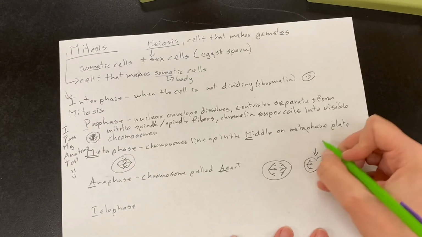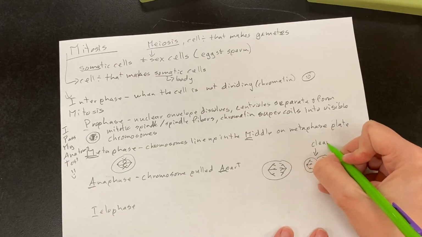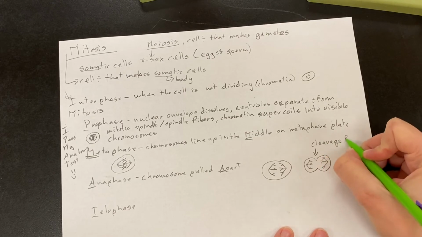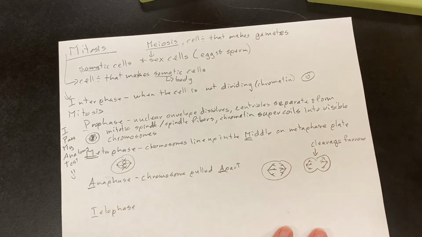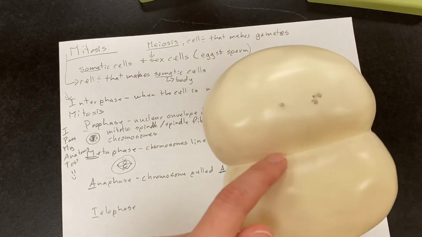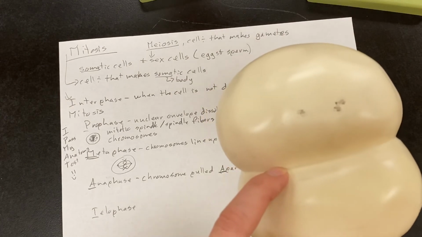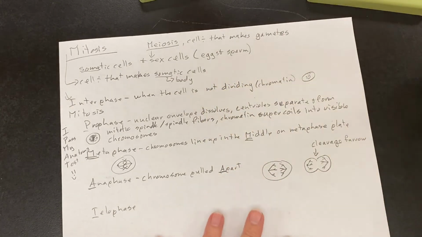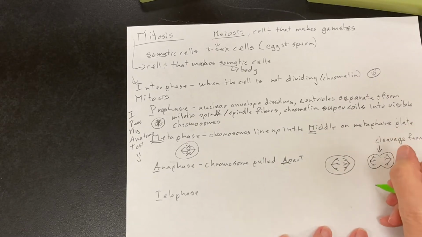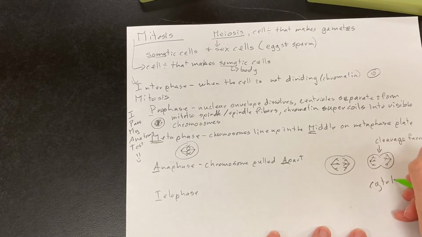And it's that right there, which is called the cleavage furrow. The cleavage furrow is an indentation that indicates that a process has begun, and that process is cytokinesis.